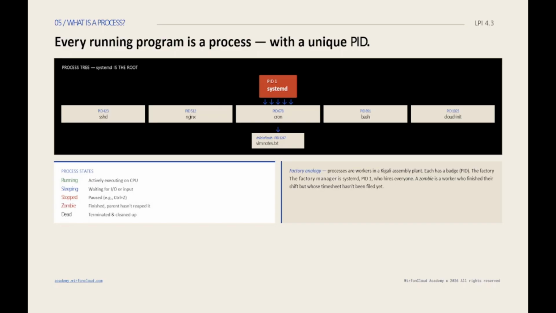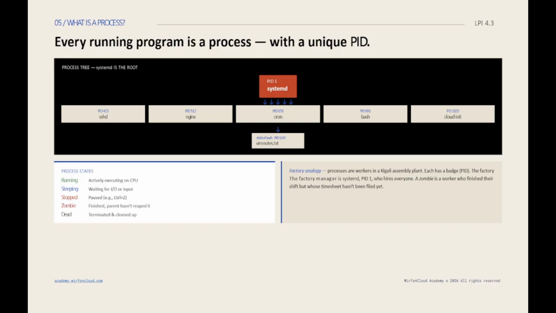Every process gets a unique PID, which is the process ID. It's a number from 1 upwards. The very first process is systemd, or in older systems, init, always PID 1. Systemd starts at boot and is the parent of every other process. Parent processes create child processes. When you run bash, and inside bash you run ls, bash is the parent, ls is the child.